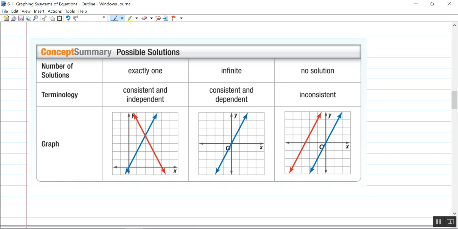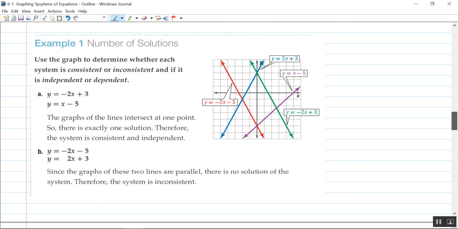The second case has infinitely many solutions. We say that it is consistent and dependent, and when you graph the two lines, they end up being exactly the same line. If that's not real clear, we'll see that in one of the examples that we do. The third case is where there is no solution. We say that this system is inconsistent, and these are two lines that are parallel to each other and never cross each other, which means there is no ordered pair that would work in both of those equations. So here's an example from the textbook.